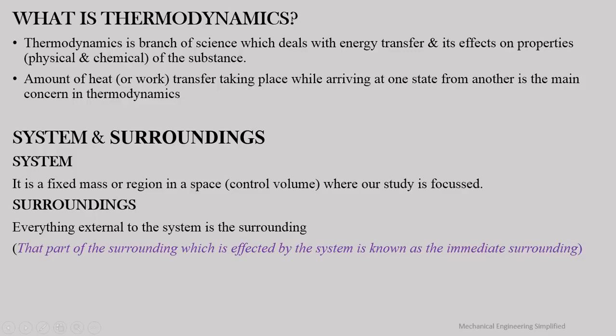Then we have two important terms known as system and surroundings. What is a system? It is a fixed mass or region in a space, that is control volume, where our study is focused. Basically, it is that part of the universe where our study is focused. Then we have another term known as surrounding. Everything external to the system is known as surrounding. And that part of the surrounding which is affected by the system is known as immediate surrounding. I hope this is clear.